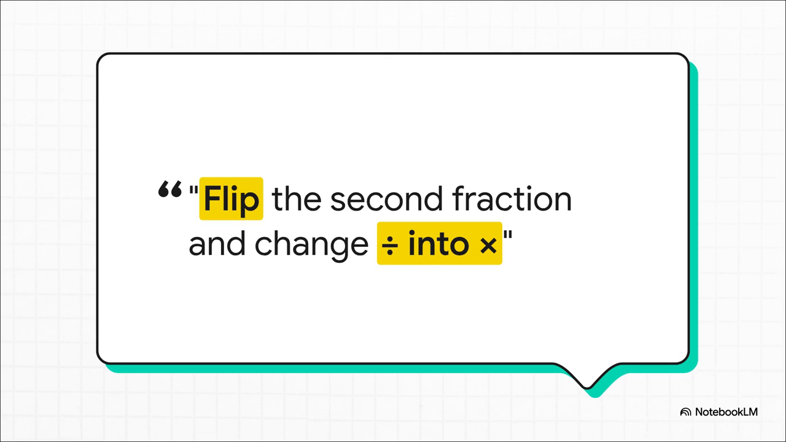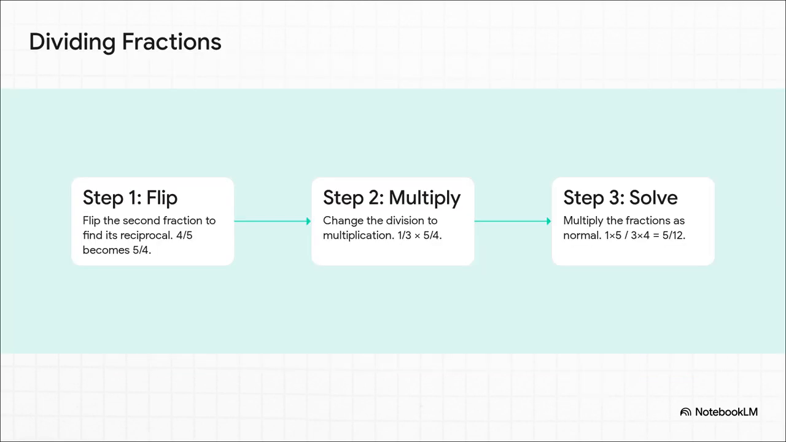And finally, we have division. This one has a fantastic little trick that makes it just as easy as multiplication. All you have to do is remember this one little phrase, this golden rule you see right here. Flip the second one and multiply. Let's see that in action with 1/3 divided by 4/5.